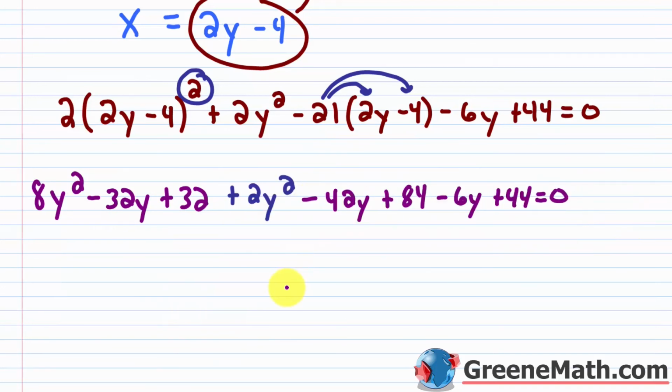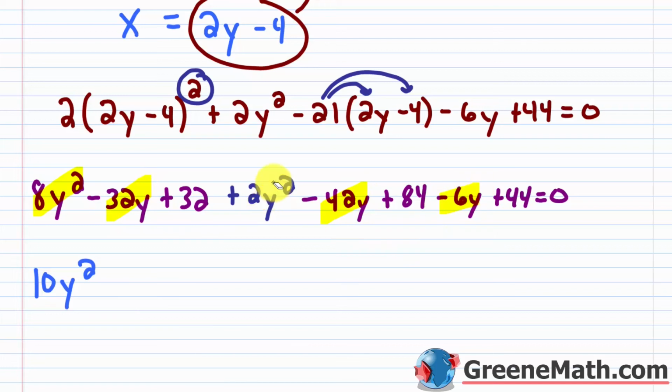And let's think about what our like terms are going to be. So we see that we have this guy and this guy, right? Nothing else that's squared. So 8y squared and 2y squared would give me 10y squared. So 10y squared. Okay, so what else?